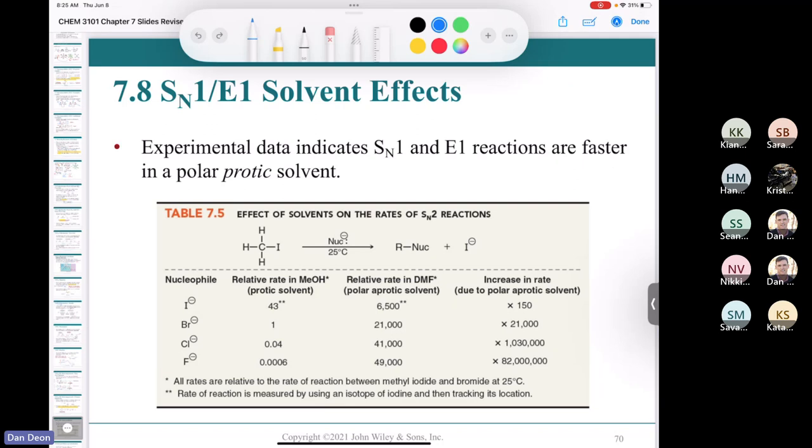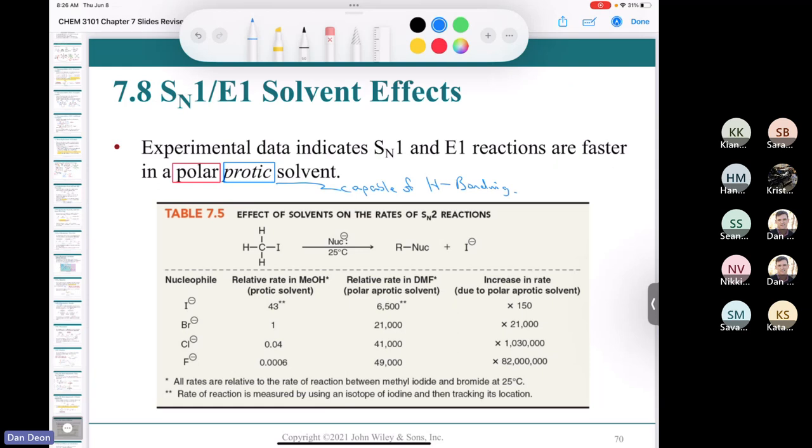I'll just leave it this way. It says here, experimental data indicates that SN1 and E1 reactions are faster in a polar protic solvent. So just so you know, a polar protic solvent is one that is obviously polar, okay? But the whole thing about protic, okay? So protic means capable of hydrogen bonding.